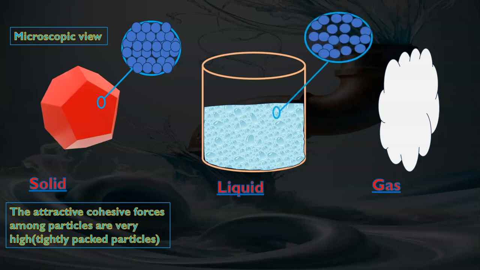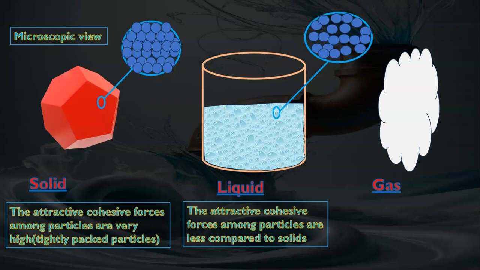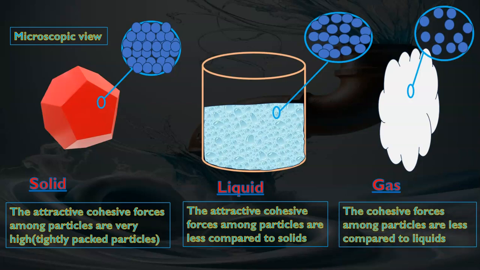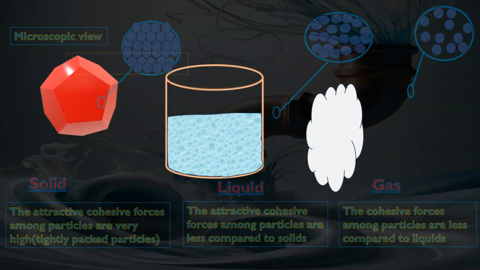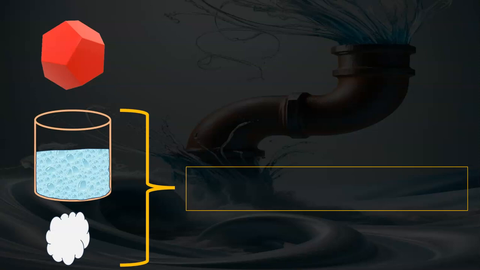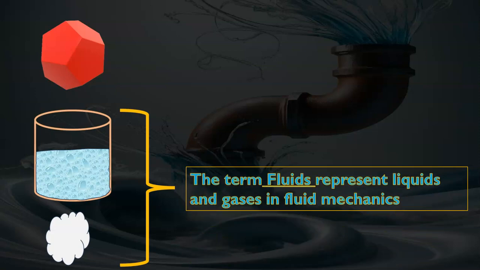And if you look at the view of the liquid, the space between the particles are larger compared to that of solids. So that means the attractive cohesive forces among particles are less compared to solids. In the case of gas, the space is more than that of liquids. That means the cohesive forces among particles are less compared to liquids. Now, the term fluids represents liquids and gases in fluid mechanics.